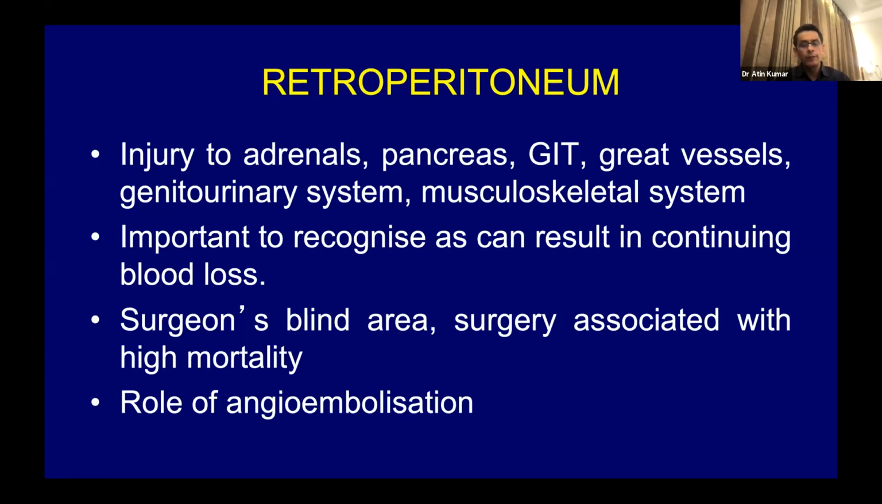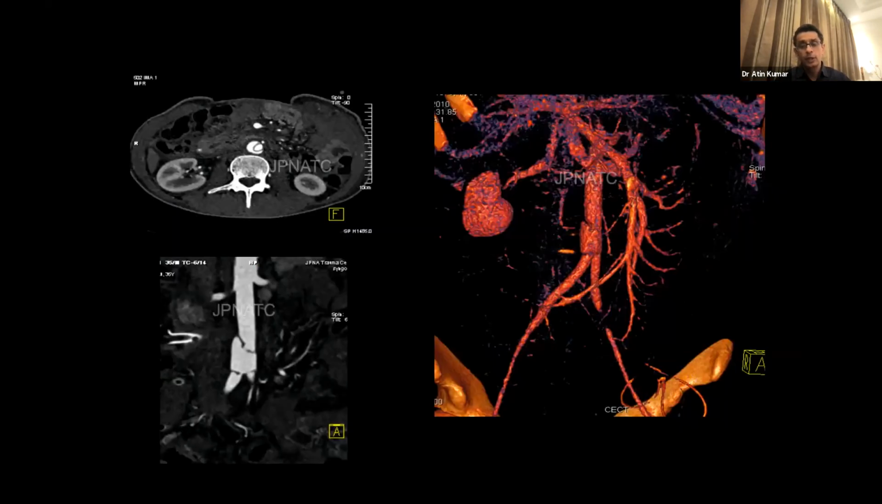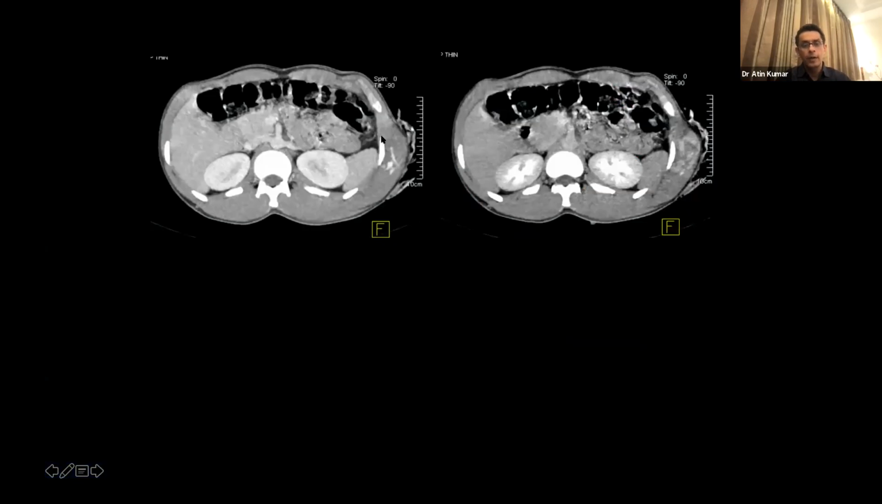Lastly, retroperitoneum. We need to pick up retroperitoneal injuries also, not miss them. Retroperitoneal hematomas are usually associated with vertebral injuries or pelvic injuries, but you may have a significant vascular injury. In this case, there was an aortic dissecting pseudoaneurysm, best seen on this VRT image also. Lastly, abdominal wall injuries also you need to pick up. In this case, there was active contrast extravasation.